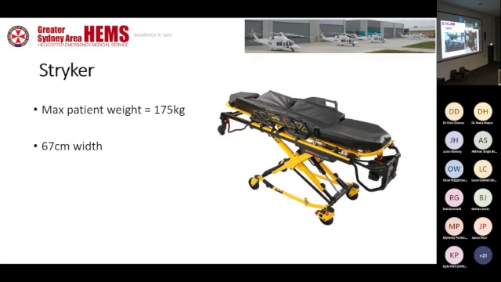In terms of just quickly going through our weights, on our road vehicles, we've got a Stryker. We also have a bridge on there as well. So we tend to aim for a patient weight of less than 175 and 67 centimeters of width. But I think girth and width is the thing that's going to limit you before weight does.